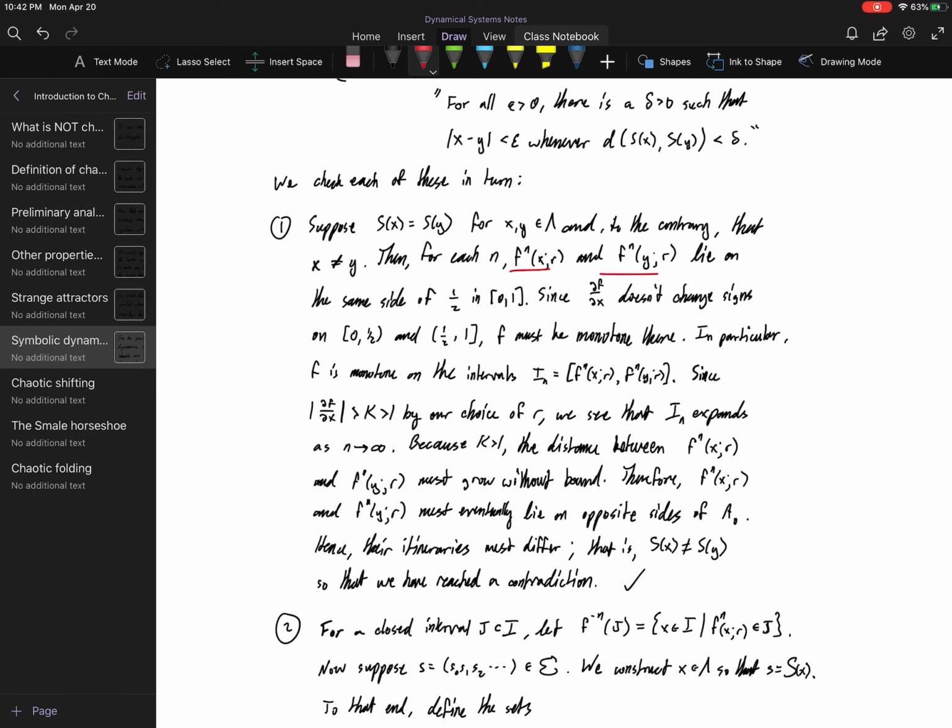And in particular, f is monotone on the intervals that are bounded by the nth iterate of x and the nth iterate of y. So these intervals, remember, x and y aren't at the same point, so they're going to get different orbits on lambda, which means that these intervals are composed of more than just a single point. Now, because of the fact that we're using r greater than 2 plus root 5, our lemma actually shows that each one of these has to expand as n goes to infinity.